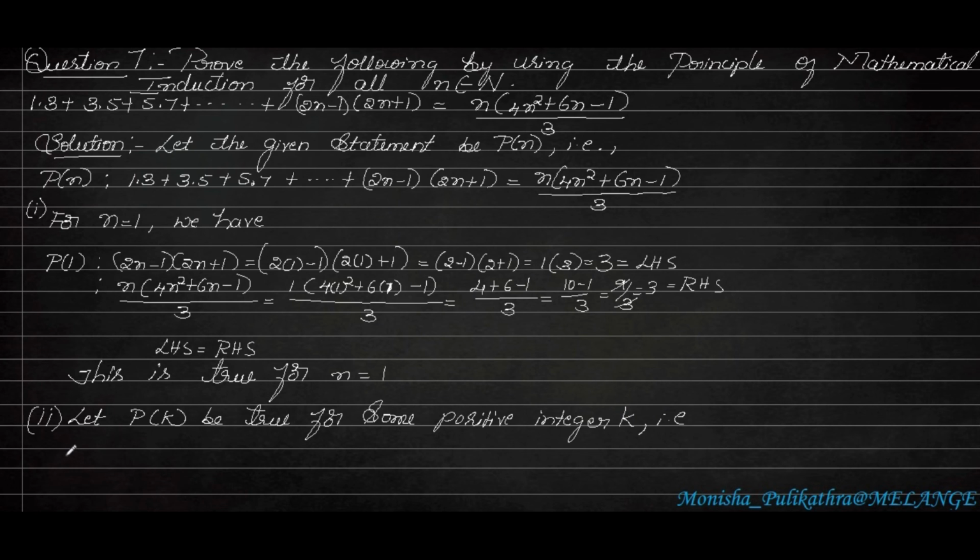That is P of k is equal to 1 into 3 plus 3 into 5 plus 5 into 7 plus etc. So it will become 2k minus 1 and 2k plus 1, is equal to k into (4k square plus 6k minus 1) whole divided by 3. So let this be equation number 1. Next we have to prove P of k plus 1 to be true. Let us continue in the next slide.